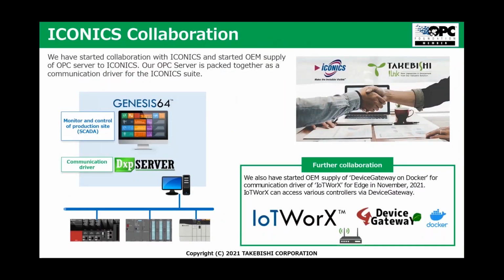On the left-hand side of this slide you see our collaboration with Iconics, where we integrated our DXP server product into the Genesis64 environment, and I will explain this during the upcoming slides. On the right-hand side we brought this collaboration a step further via integration of the Device Gateway on Docker product into the IoT Works environment of Iconics. The left-hand side is used for industrial automation, on premises for example, and the right-hand side is of course intended for the IoT activities that everybody is doing.